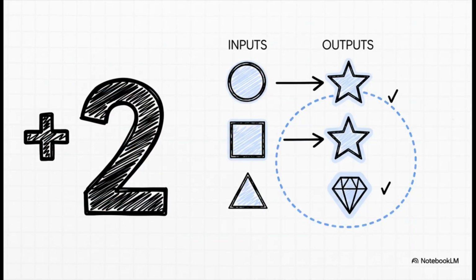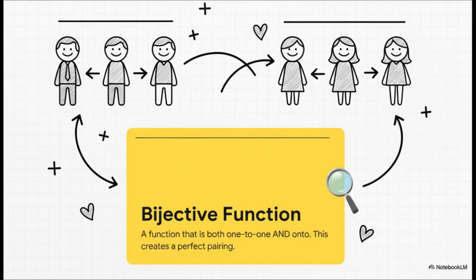And then we add our second condition. The function also has to be onto. That's our covering all bases rule. We have to make sure every single possible output is actually being used, no exceptions. And when a function meets both of those conditions, voila, you've got yourself a bijective function. This is it. This is that perfect matchmaking service we talked about at the beginning. Every single person in one group is paired with exactly one person in the other group. Nobody gets left out, and nobody has to share a partner. It's a perfect one-to-one correspondence.